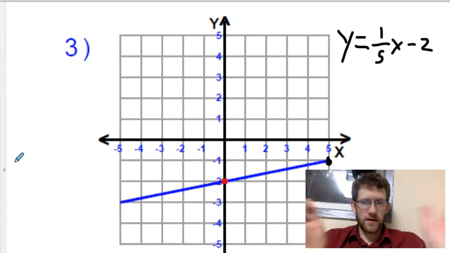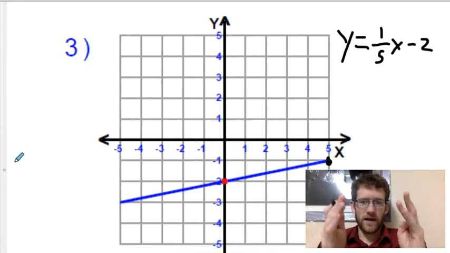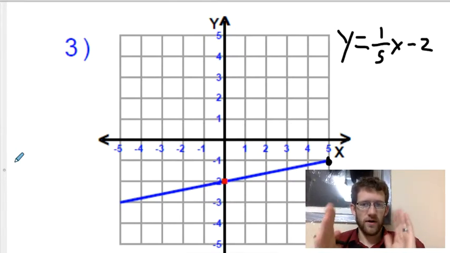We really need to just make sure we can graph. If we can't graph, we need to practice it over and over and over again. I have worksheets and stuff if you need extra worksheets, but we need to make sure we can graph. Once we know we can graph, we can move on to other things.